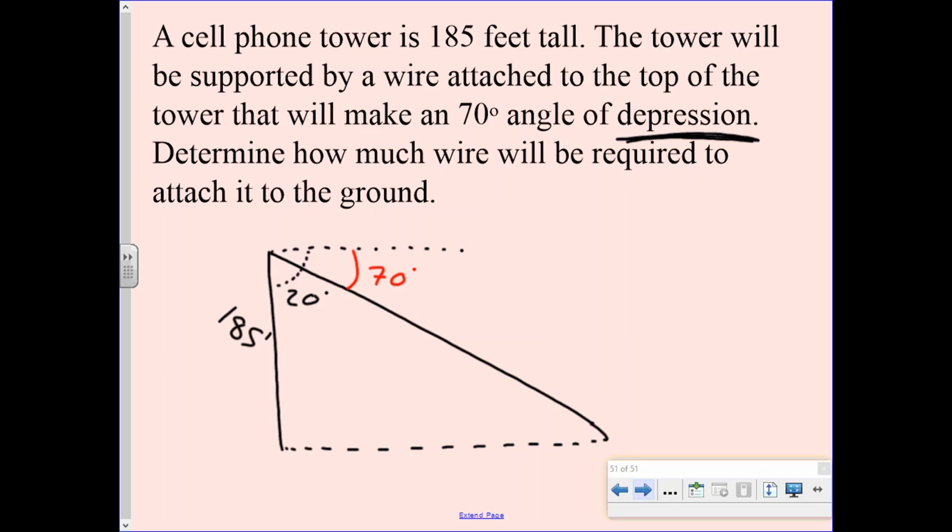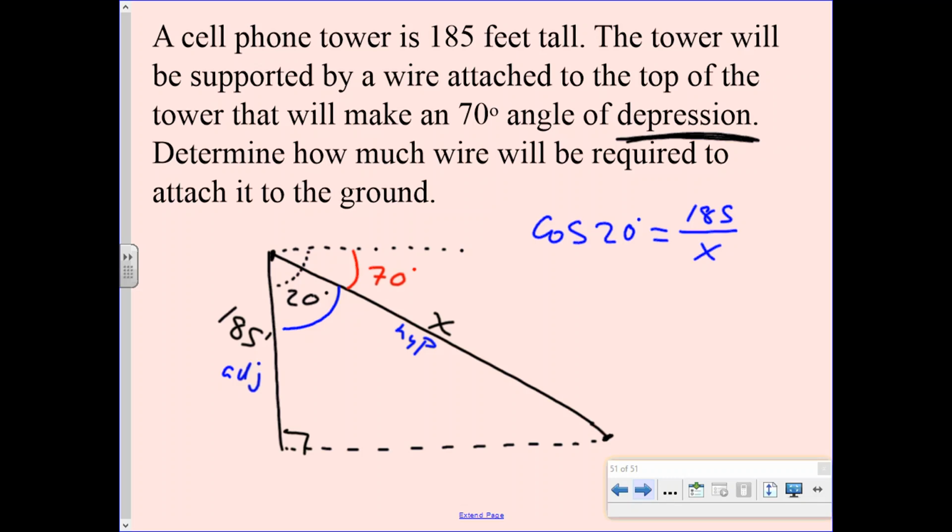And what are we trying to find? We're trying to find the length of this wire that's going to support this tower. So again, I'm going to call that x. And based on what we know, what trig function would I use for this? Well, if this is my angle, I know this is my adjacent side, and that is my hypotenuse. So I'm going to write the cosine of 20 degrees is equal to 185 over x.